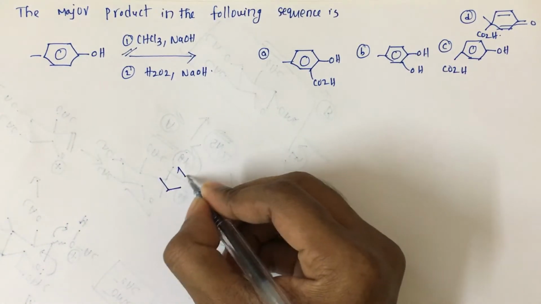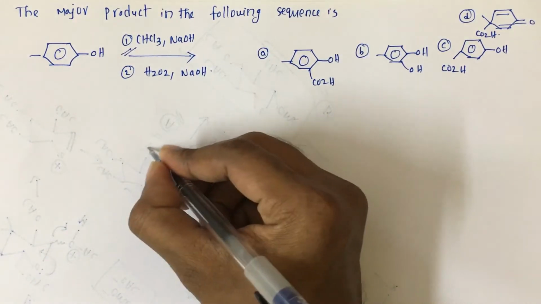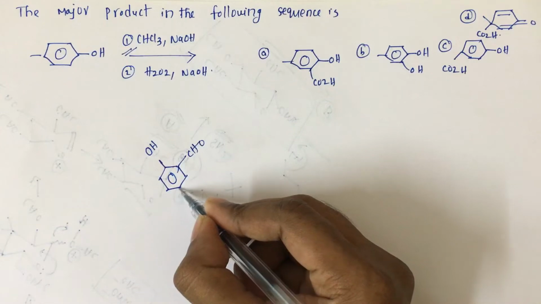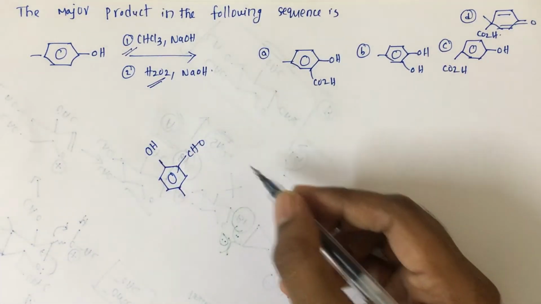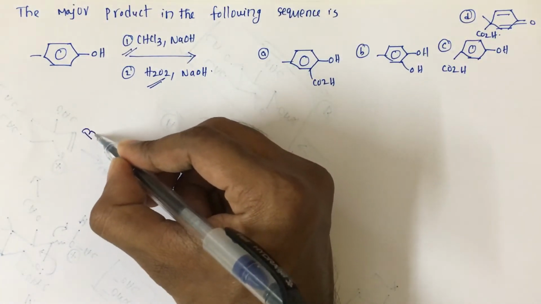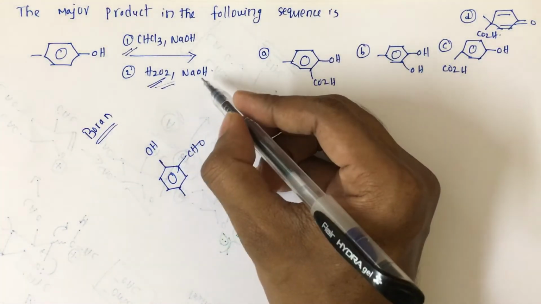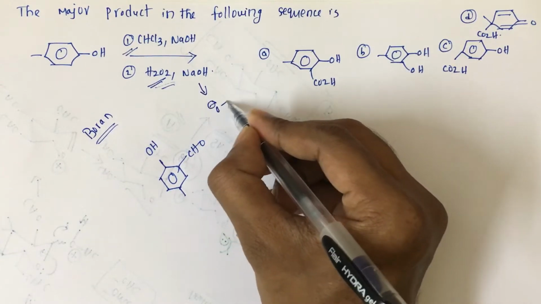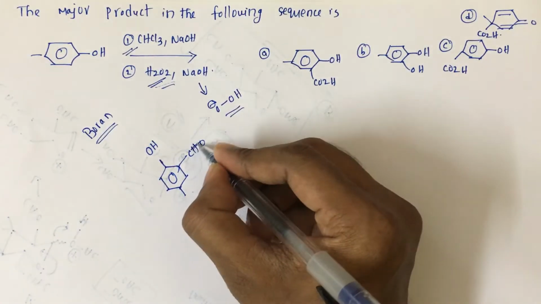Sorry, alpha hydroxy carbonyl compounds will form. So I am writing like this, OH, and here we have CHO, and here a methyl group. Now we know that H2O2 is in the presence of NaOH. I have made a video on the boron chemistry where I explained this one. The base will take one hydrogen and it forms O minus OH. And here we have an electrophilic center.